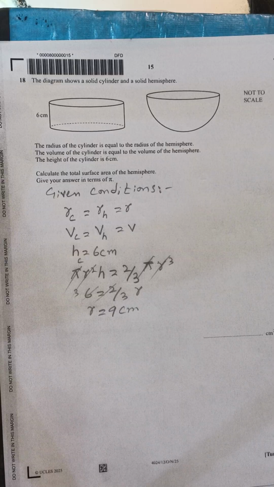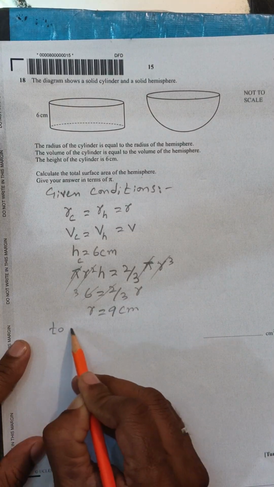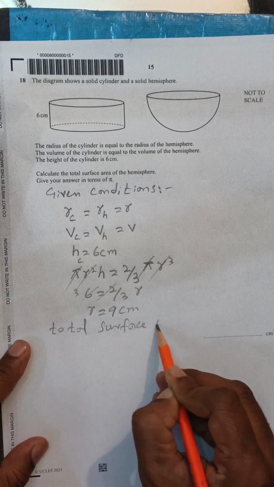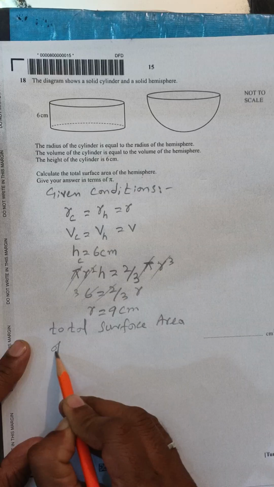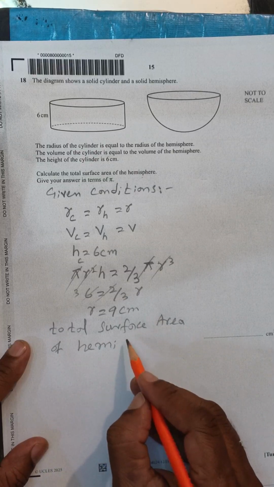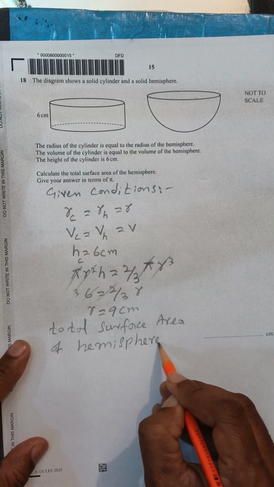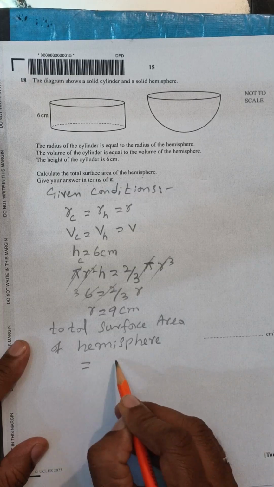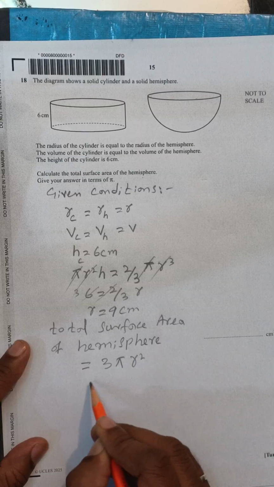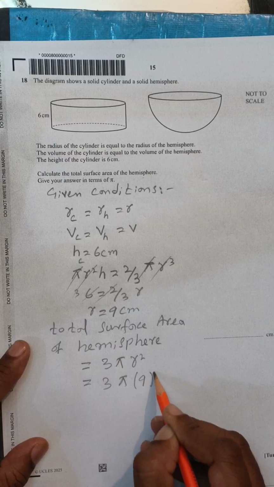Okay, now the total surface area of hemisphere. What about the formula? It is 3 pi r square. Yes, 3 pi r square, where r is 9.